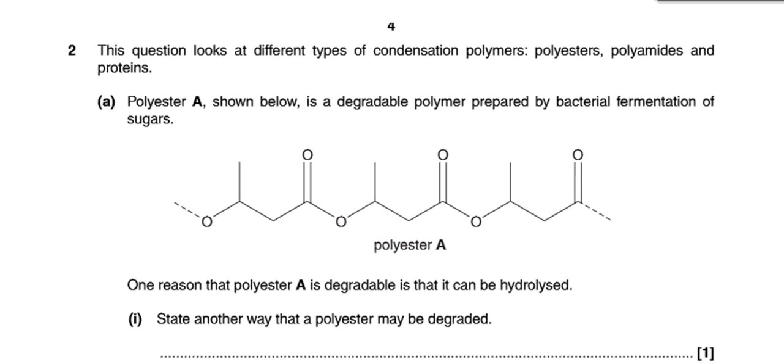You've got a polyester A shown, and it's a degradable polymer. And one reason that it's degradable is because it can be hydrolyzed. So just as an additional question, whereabouts, if I was going to hydrolyze this polyester, where would it hydrolyze? Here we've got the ester link, haven't we, which marks the join between the two molecules. So it would be at that point there and at this point here that the ester bond would break and the polyester would get hydrolyzed into its monomers.